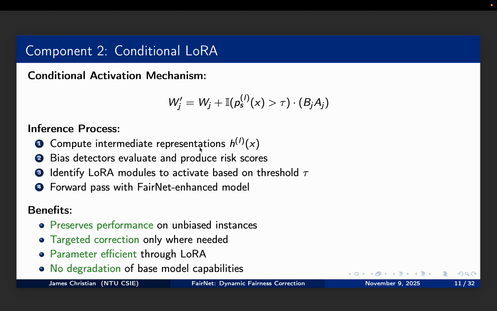First, compute intermediate representation h superscript I of x. Second, bias detectors evaluate and produce risk scores. Third, identify LoRA modules to activate based on threshold tau. Fourth, perform forward pass with the FairNet enhanced model. The benefits are it preserves performance on unbiased instances, provides targeted corrections only where needed, is parameter efficient through LoRA, and has no degradation of base model capabilities.